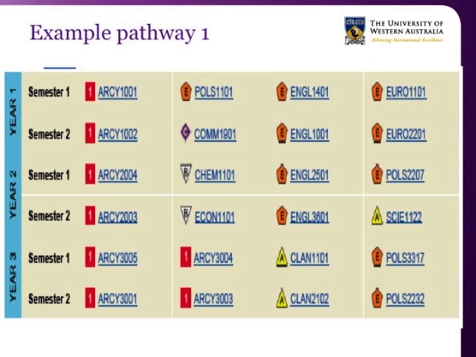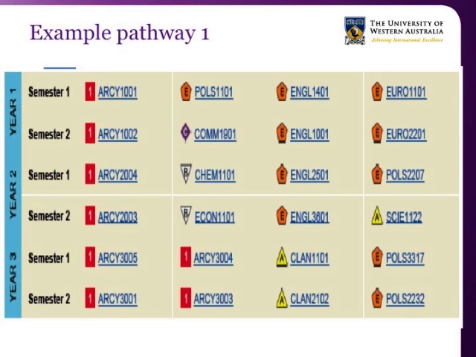Here's a sample of a pathway that a student might take throughout their degree. Looking from left to right, starting from the top, this student enrolled in a Level 1 Archaeology unit in their first semester, a Politics unit, a Level 1 English unit, and a Level 1 European Studies unit. In their second semester, they enrolled in another Level 1 Archaeology unit, COM 1901, which is a complementary unit for the archaeology major. They enrolled in another Level 1 unit and a Level 2 Euro Studies unit.